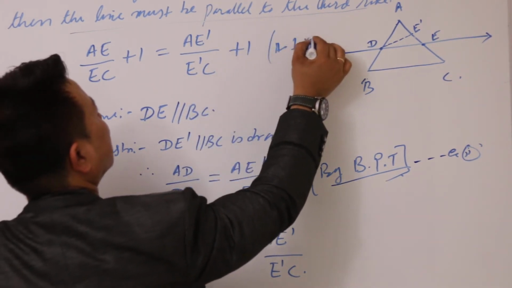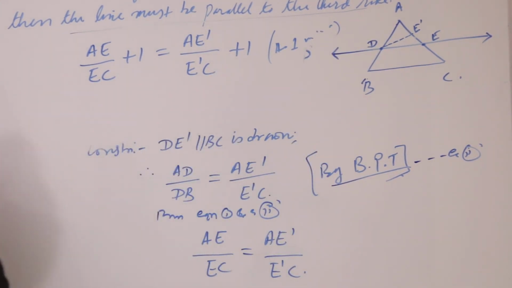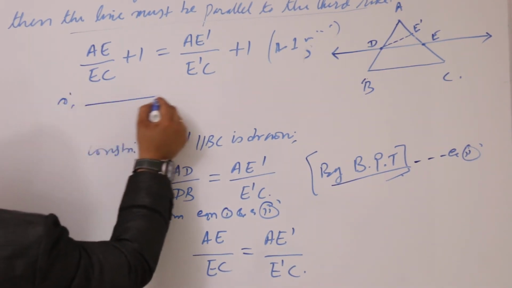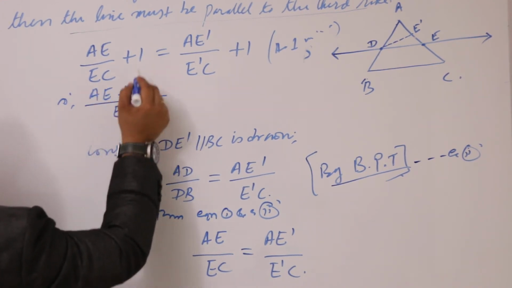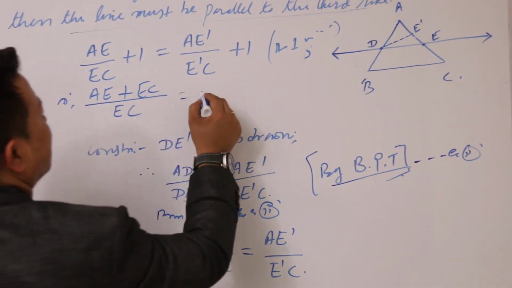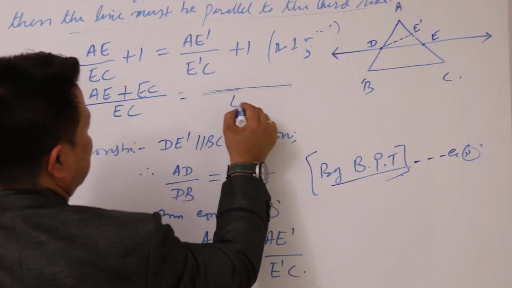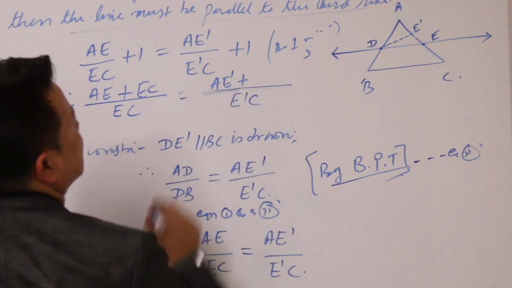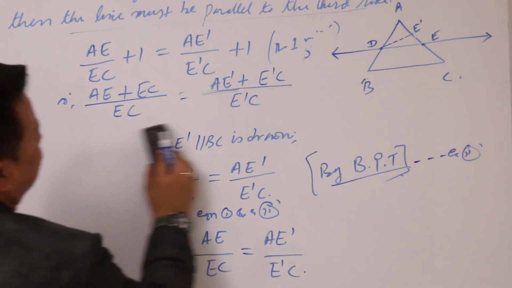Now find the LCM. On the left it is EC, with numerator AE plus EC, equals, same here, the LCM is E'C, and the numerator is AE' plus E'C. It's a simple simplification, finding the LCM.